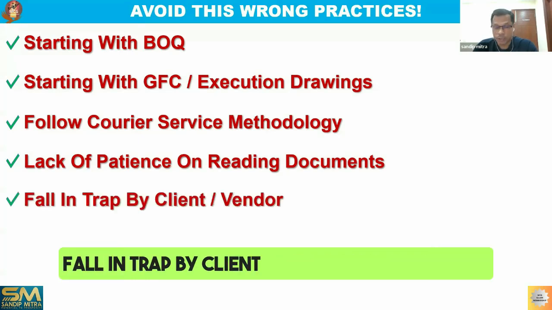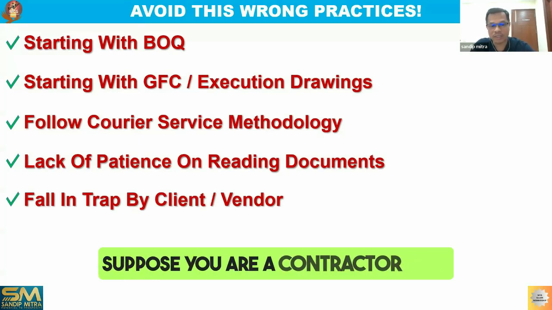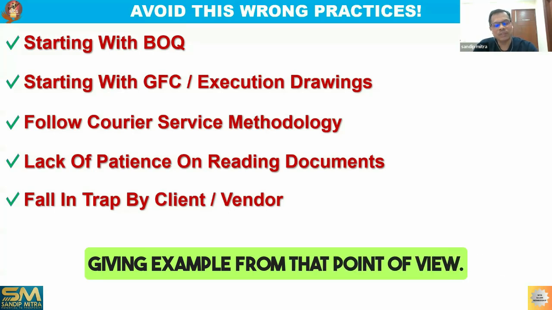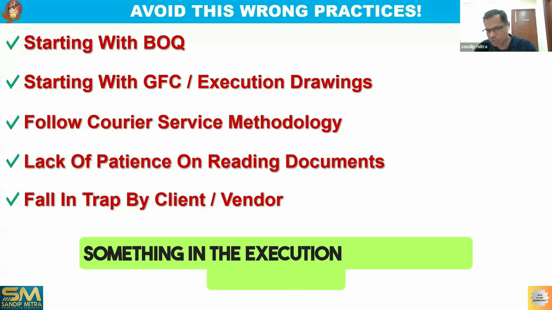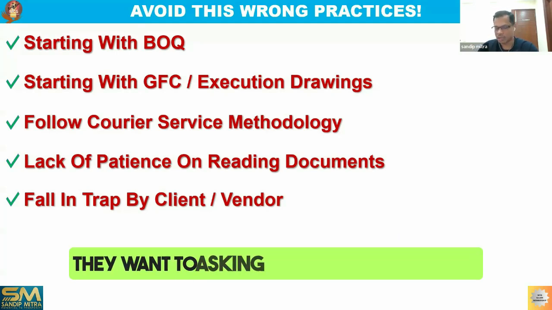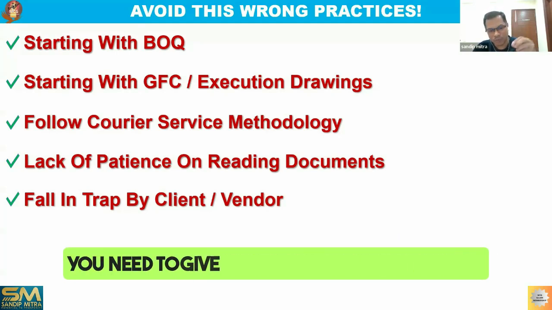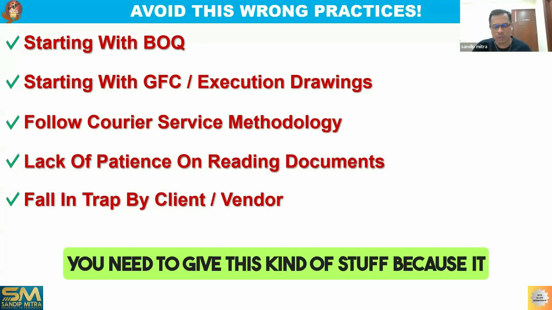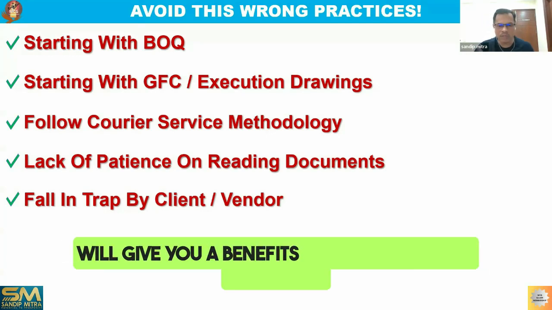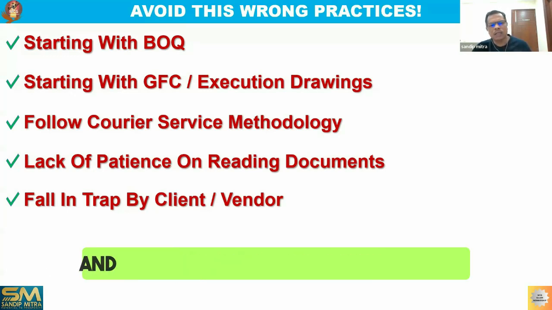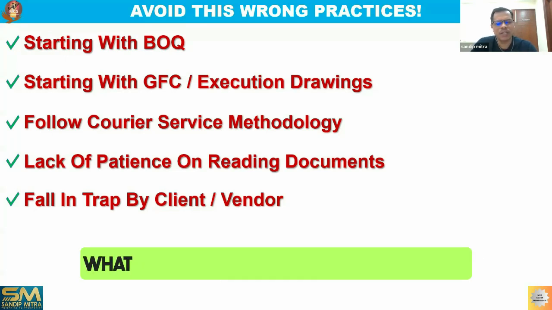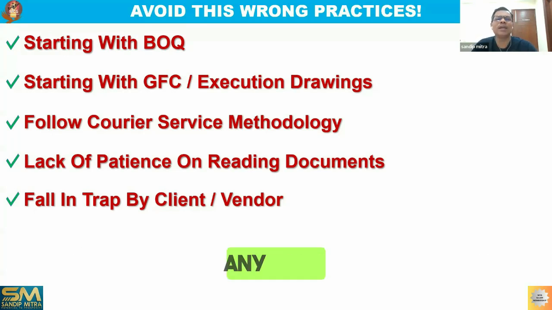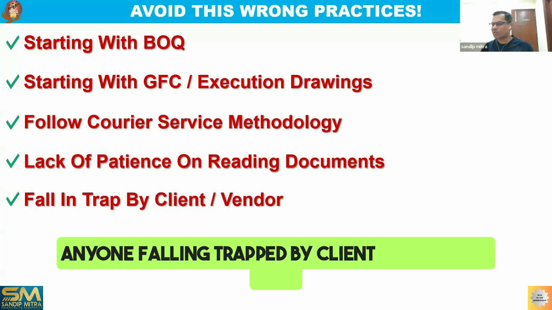Falling into a trap by client or vendor. What is this? Suppose you are a contractor, or I'm giving the example from that point of view. The client is asking for something, they want to change something on the execution side or in the procurement, they want to ask for something different. You need to give this kind of stuff because it will give you benefits or something like that. Okay, there are many ways, and sometimes the vendor also makes a trap. Now, can anybody give one example? What is falling into a trap by client or vendor? Any idea? Anyone? Falling into a trap by the client means what?